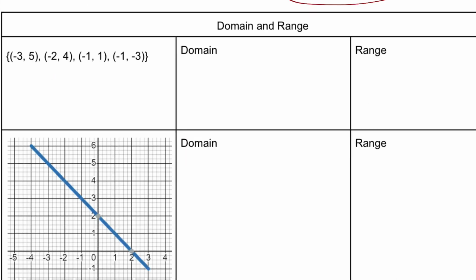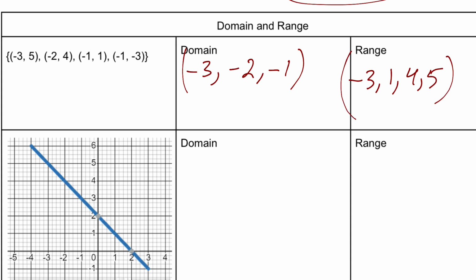To find the domain and the range, I list all of the possible x values from smallest to largest, and I don't repeat. So here's a pretty good list for the domain, and for the range, I'll do negative 3, 1, 4, and 5. All of the possible x, all of the possible y, don't repeat.